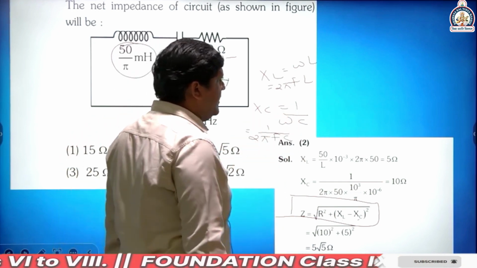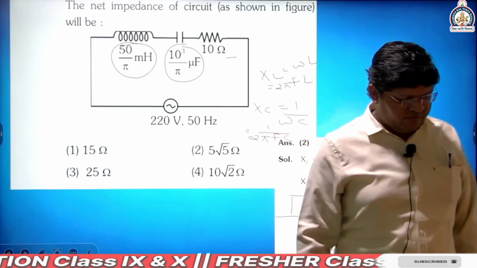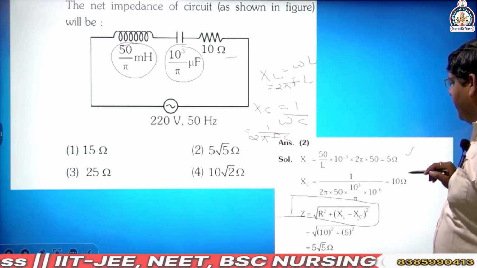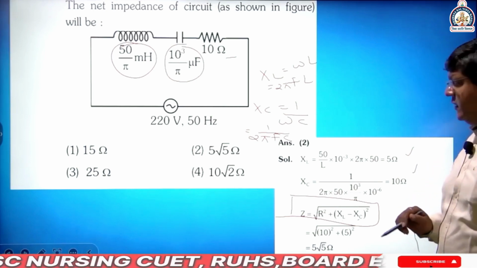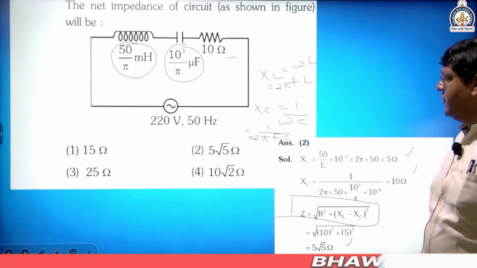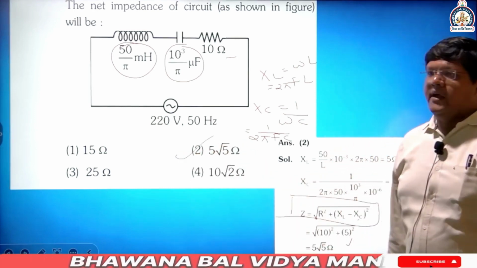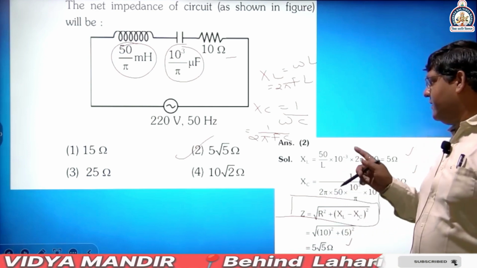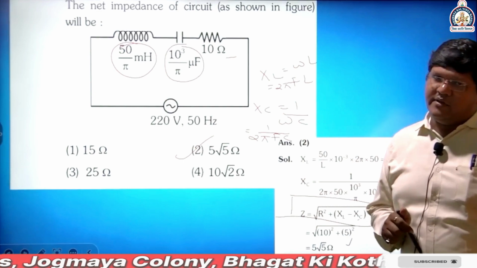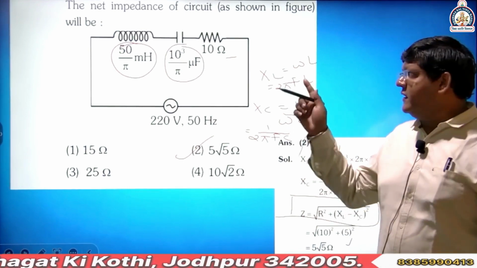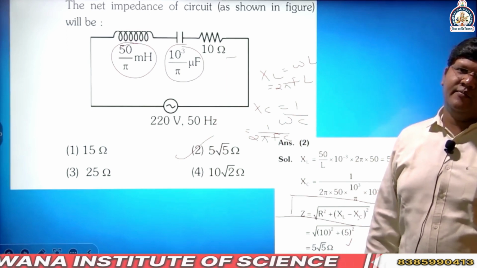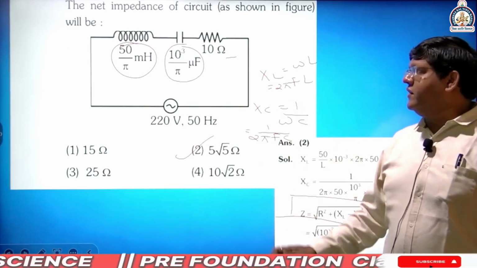The value of frequency is 50 Hz. By just putting the values of frequency, we get XL is equal to 5 and XC is equal to 10. On solving, we get impedance is equal to 5 root 5 ohm. That is option number 2. And on solving, if we get XL and XC at equal values, we can simply say it is a condition of resonance. Resonance is a special condition of series RLC circuit in which XL and XC are equal to each other. This is simply the calculation of impedance.